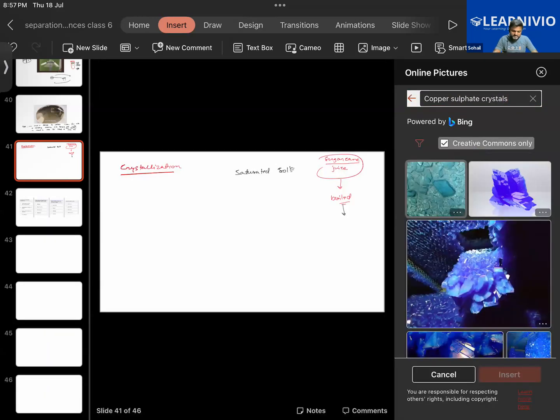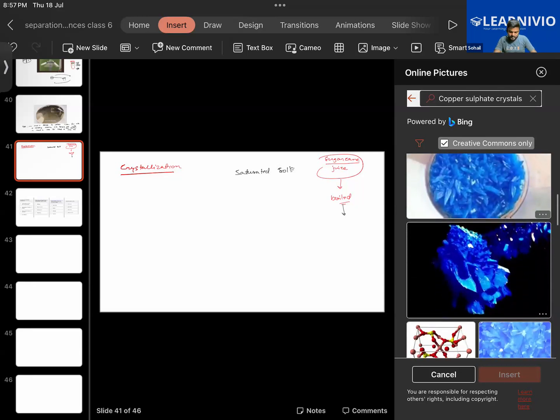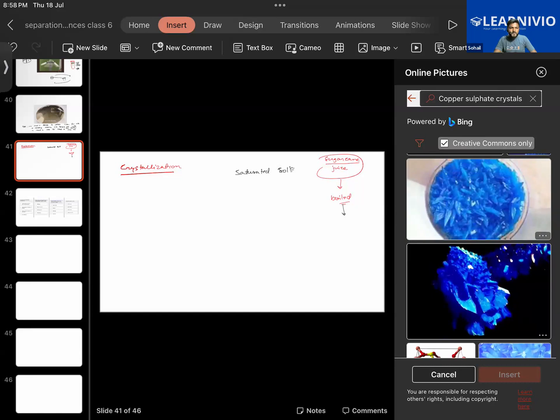Look at these crystals. Crystals have a very distinct shape, a sharp and clear shape like this one. They don't have one fixed shape; it will be a different shape each time, but it will have very sharp edges. The edges will be very sharp.